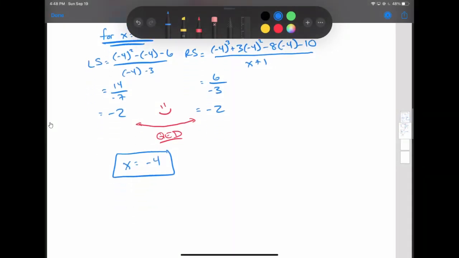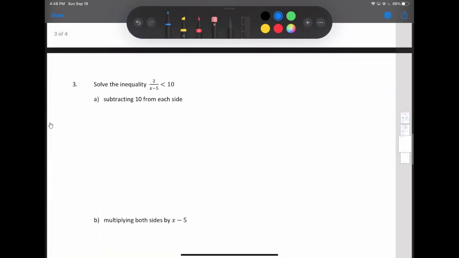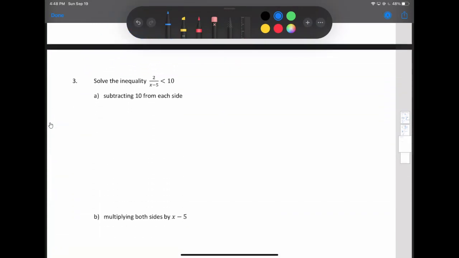All right. Let's keep going. We've got an inequality here to solve. The math looks easy. The numbers are small. We have 2 over x minus 5 is less than 10. I'm going to put a little note here, and under no circumstances is x ever going to equal 5. It's not allowed. It's definitely a restriction. Okay, so let's subtract 10 from both sides and see what happens.